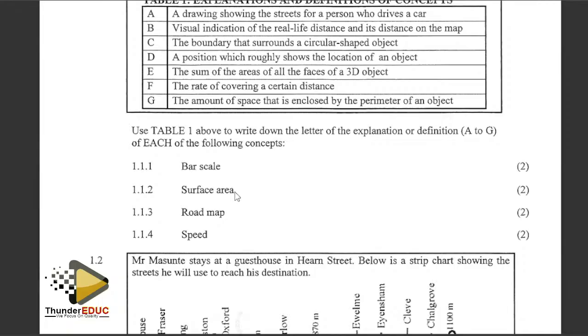What could a bus scale be? A bus scale is B, a visual indication. That is the reason why we are picking that. We are having real life versus distance on the map, and it's visual. All right, so we go on and say surface area, a sum of all areas. So this one will be E.